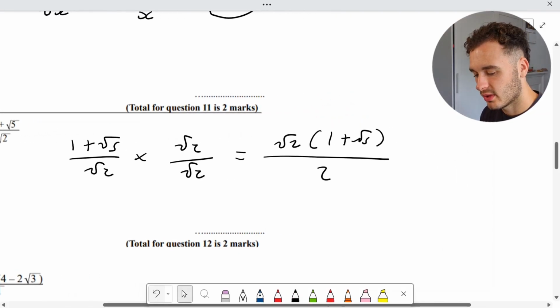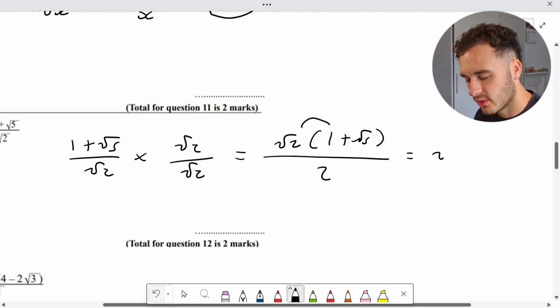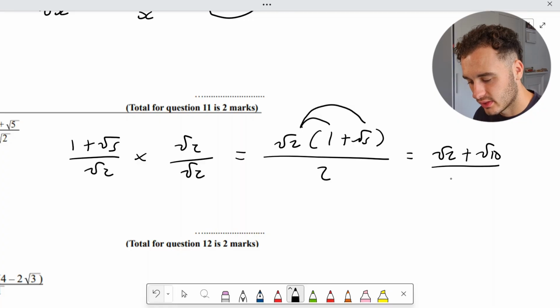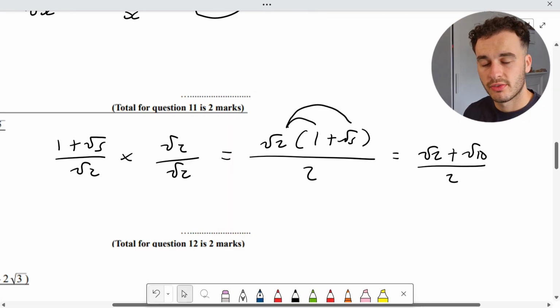So if we're going to actually do this calculation, well, root 2 times by 1 is root 2. And then root 2 times by root 5 is root 10. So it's going to be root 2 plus root 10 all over 2. And that's our final answer.